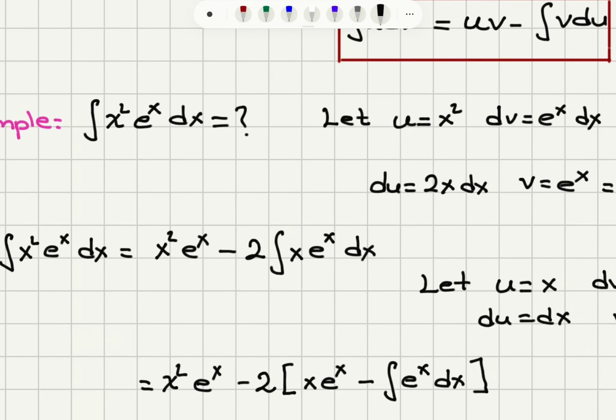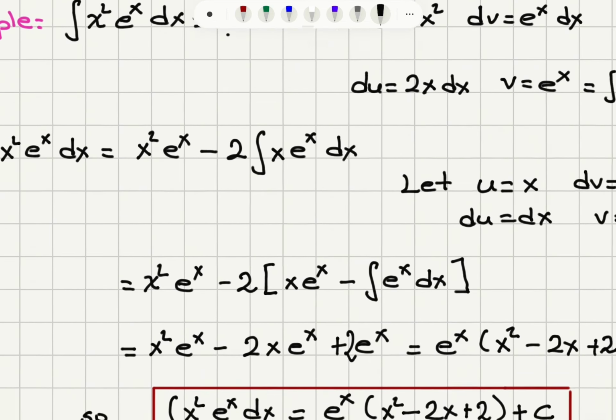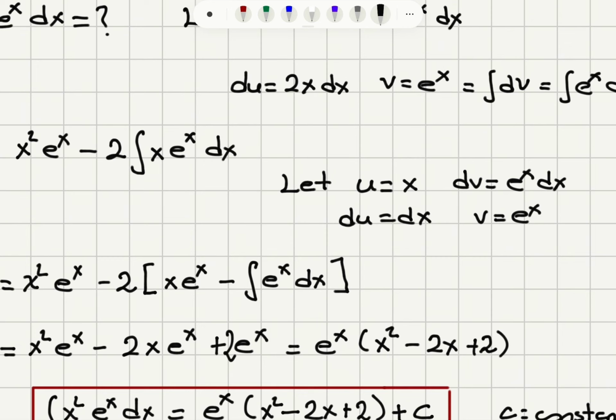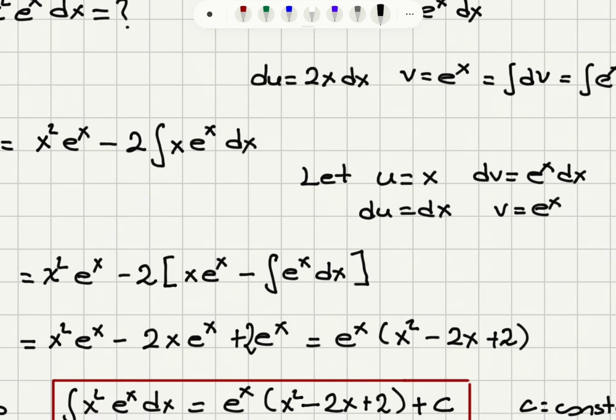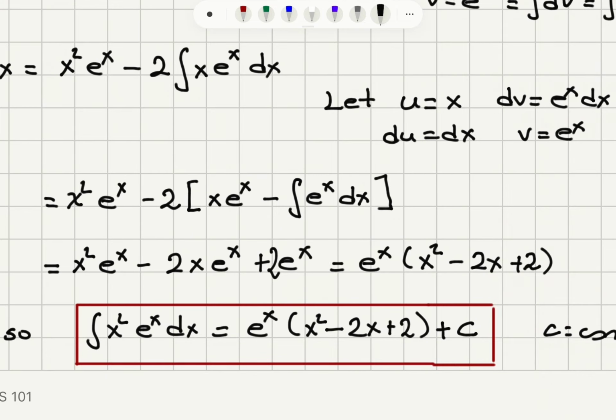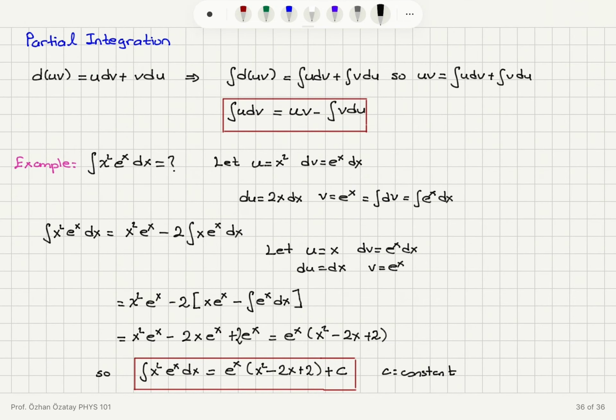So let me make sure that I have done this correctly. So for the integral x e to the x, I used x e to the x minus integral v du, which is e to the x dx, and that gave me a minus e to the x. So minus minus becomes a plus, so I will have minus 2x e to the x and plus 2e to the x. That looks correct. So this is going to be my final answer.